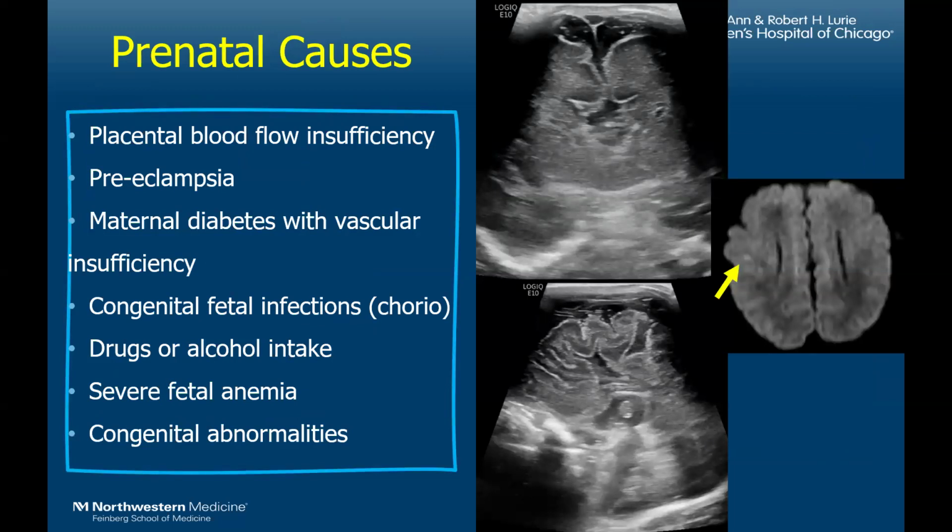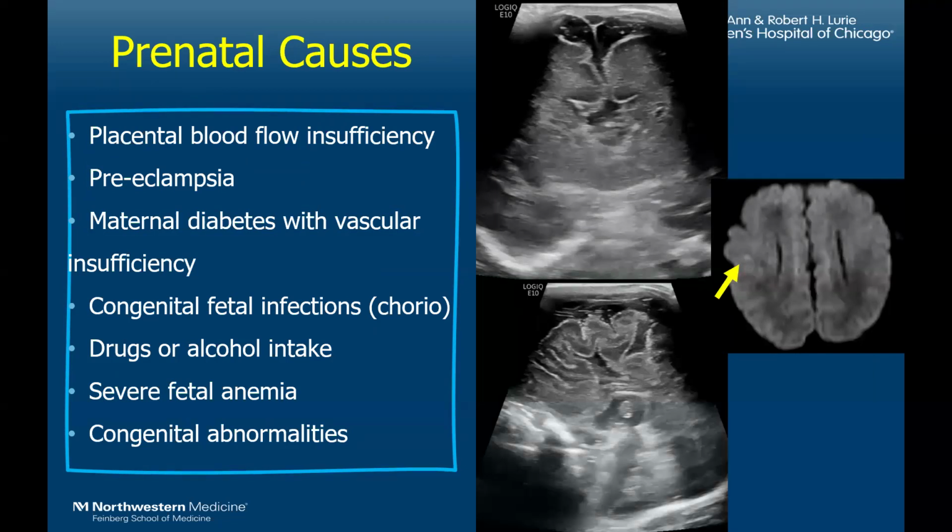Now, when we look at the causes, as I said, we can break it down. First of all, the prenatal causes, which are as follows. Placental blood insufficiency, i.e. all related to vascular flow, preeclampsia, and again, maternal diabetes separately, but also if there's superimposed vascular insufficiencies, drugs and alcohol excess intake, severe fetal anemia, infections. Congenital infections, whether overt or subclinical, can also happen, such as chorioamnionitis.